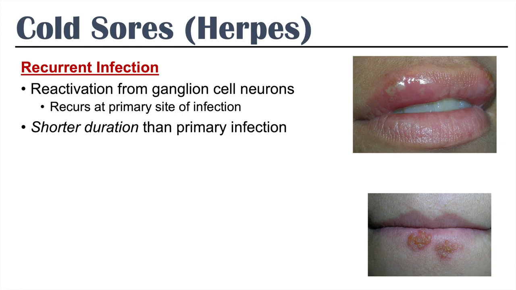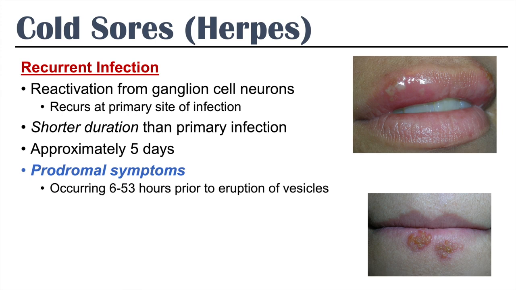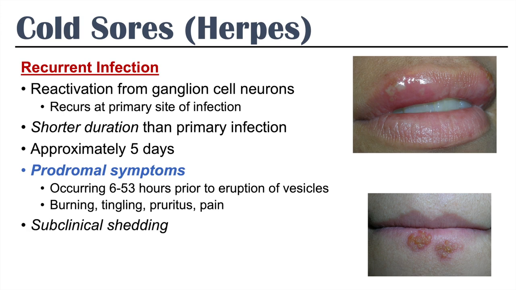But what's good news about the recurrent infection, if there is any good news, is that the duration of the recurrent infection is shorter than the primary infection and generally can last around 5 days. And a lot of times people will report that they have some prodromal symptoms. Prodromal symptoms really mean you start feeling something before you have an onset of the cold sore. So you may feel, within 6 to 53 hours prior to eruption of the vesicles, a feeling of burning, tingling, maybe itchiness, pruritus, or pain in that area. So you can just feel something coming on with your lip.